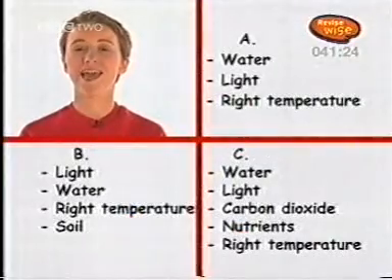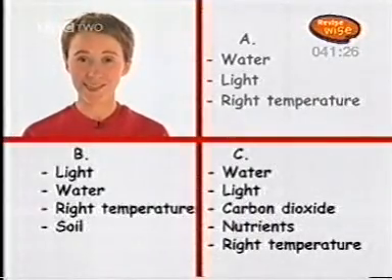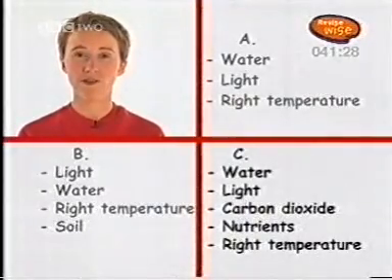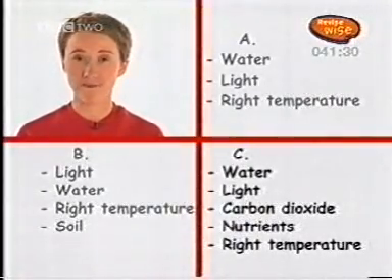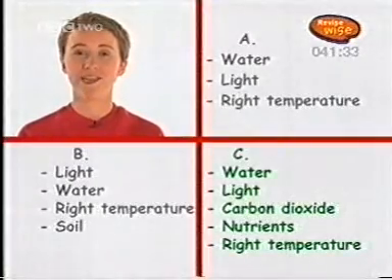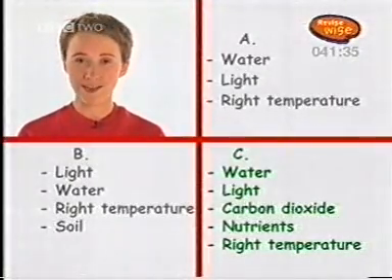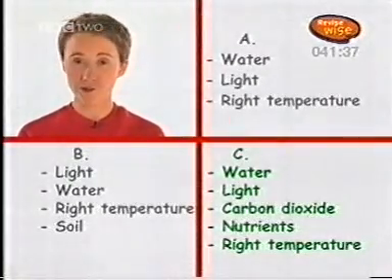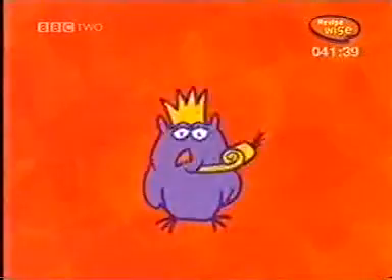So that means that answer A is wrong, it's not complete. Answer B is wrong, green plants do not need soil. And answer C is right, green plants need water, light, carbon dioxide, nutrients and the right temperature.